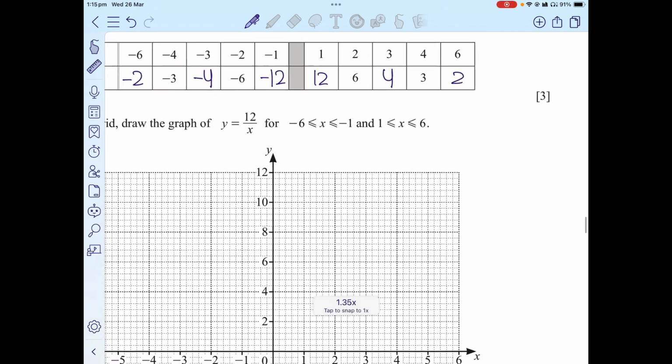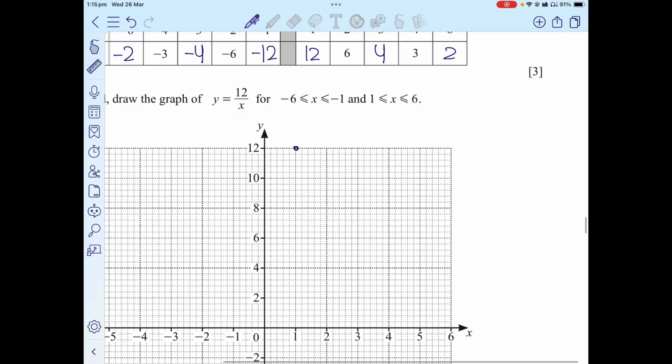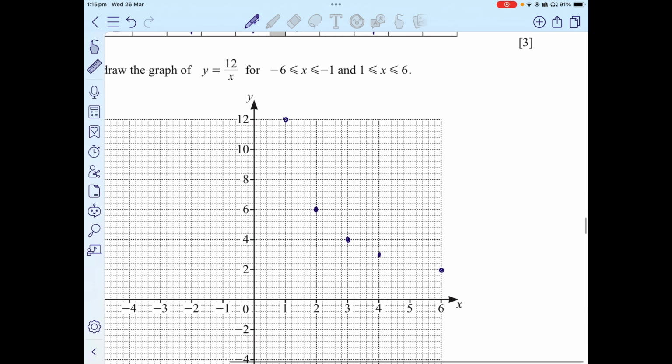So let's start with the positive values. For 1, it is 12. So this is going to be somewhere over here: 1, 12. After that, we have 2, 6. After that, we have 3, 4. And after that, we have 4 and 3, which would go somewhere exactly over here. And after that, we have 1, 2, 3, 4. We don't have 5, but we have 6, which goes for 2. So if you connect these points in a curve, it would look somewhat like this.